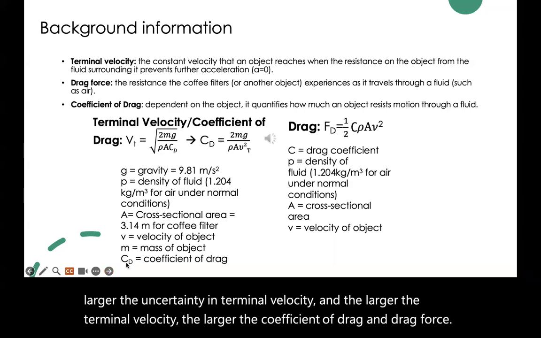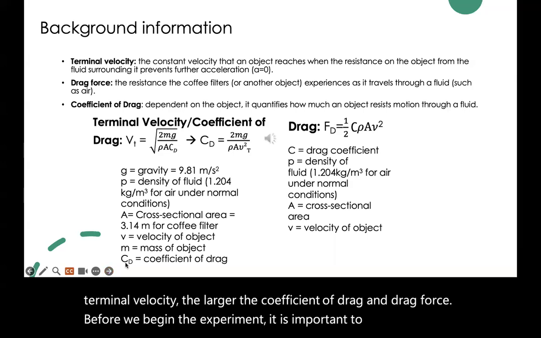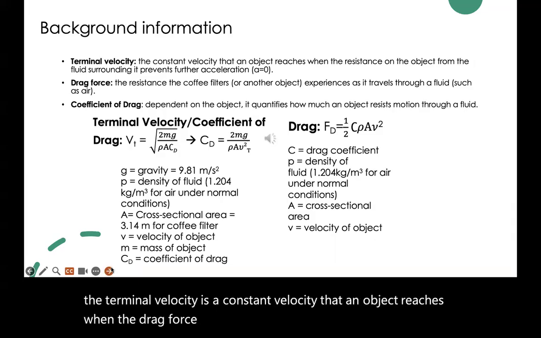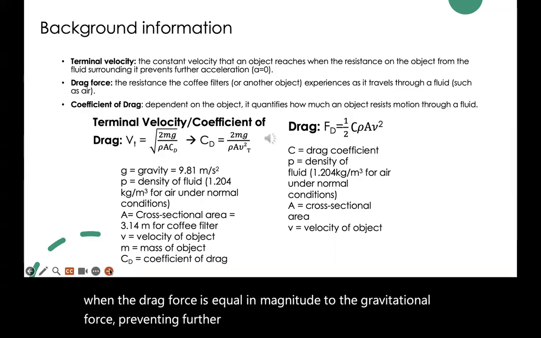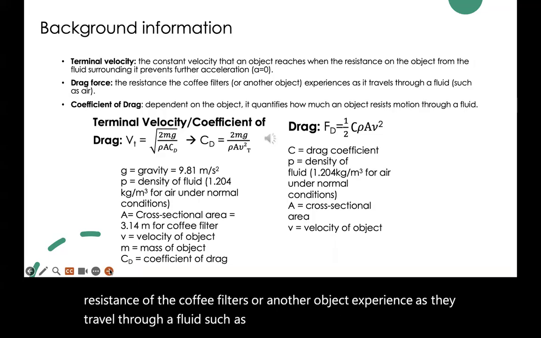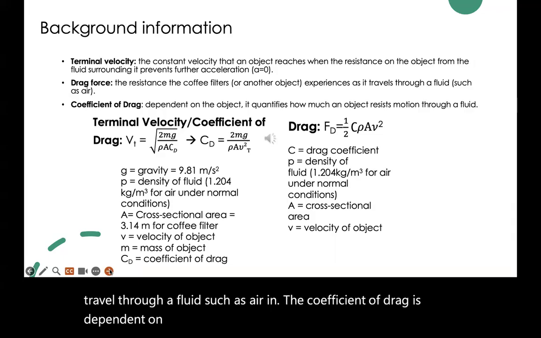Before we begin the experiment, it is important to recognize that the terminal velocity is a constant velocity that an object reaches when the drag force is equal in magnitude to the gravitational force, preventing further acceleration. The drag force is the resistance that the coffee filters or another object experience as they travel through a fluid such as air. And the coefficient of drag is dependent on the object, but it quantifies how much an object resists motion through a fluid.